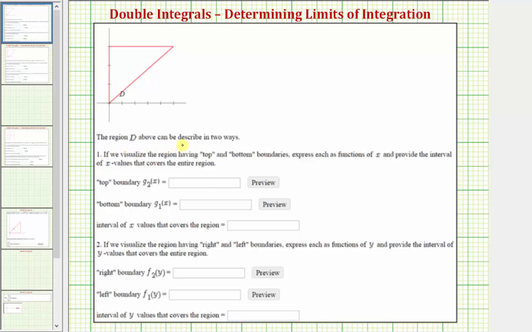The region D above can be described in two ways. Number one, if we visualize the region having top and bottom boundaries, express each as a function of x and provide the interval of x values that covers the entire region.